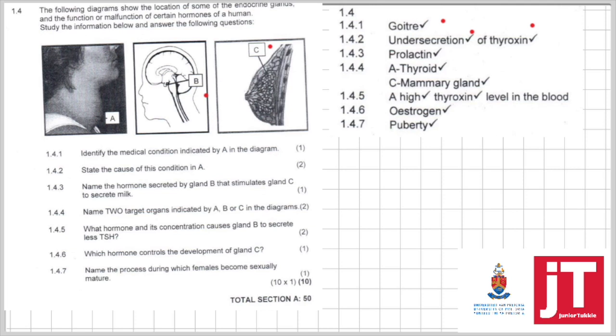Right. 1.4.5. What hormone and its concentration causes gland B to secrete less TSH? So that is obviously going to be, what's the concentration? A high thyroxine level in the blood will cause gland B to secrete less TSH. 1.4.6. Which hormone controls the development of gland C? We know that is estrogen. And 1.4.7. Name the process during which females become sexually mature. We know that as puberty.